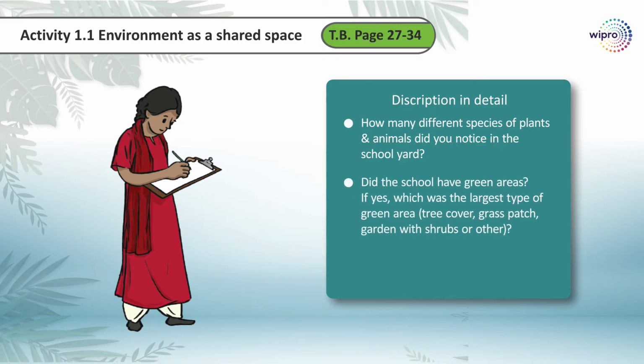Did the school have green areas? If yes, which was the largest type of green area? Tree cover, grass patch, garden with shrubs or other? Which area in the school had the most diversity of species? And others as mentioned in the booklet.